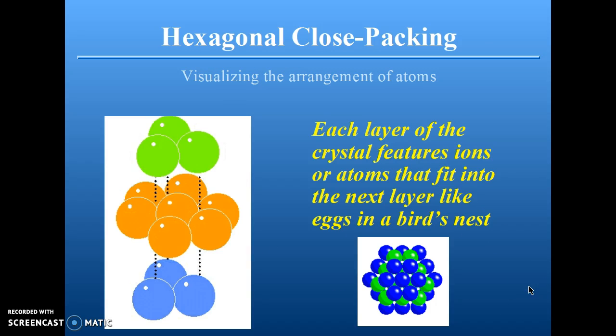Now, to visualize hexagonal close packing, you visualize the arrangement of atoms. Each layer of the crystal features atoms or ions that nest right into the next layer. You can do this with styrofoam balls or wooden balls if you'd like. You can see that these 3 would fit into the interstitials between these 6, here, here, and here. And the same thing down here, these would fit down into these little, I don't know, call them nests.